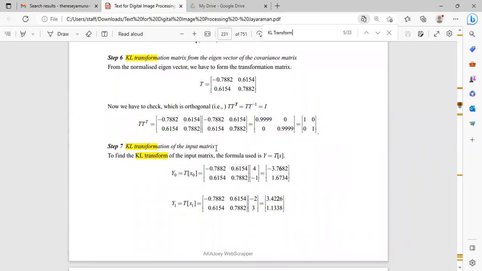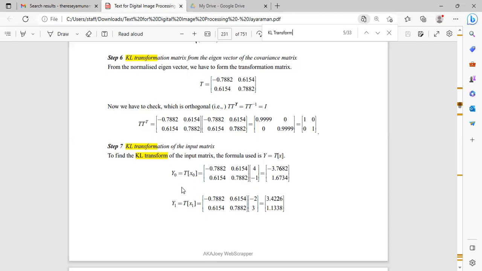So this will be the KL transformation of the step 7. Now you have found that the kernel is correct. Kernel or the basis function for the KL transformation of the given matrix. You have derived it. This is your kernel. You have proved that the kernel is correct by getting the identity matrix at the output. And the step 7 will be to do the transformation of the input image.